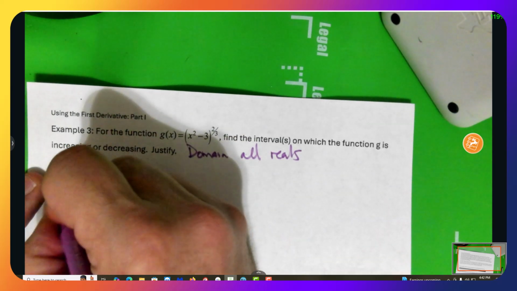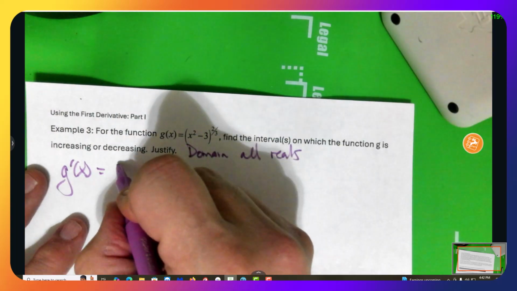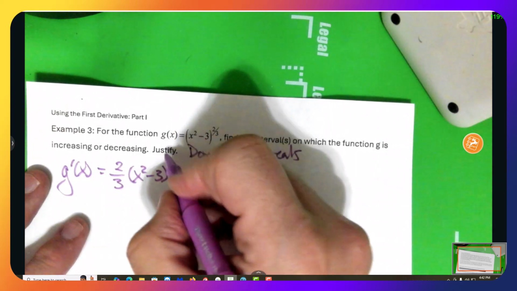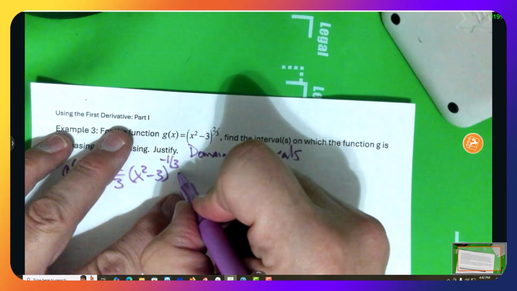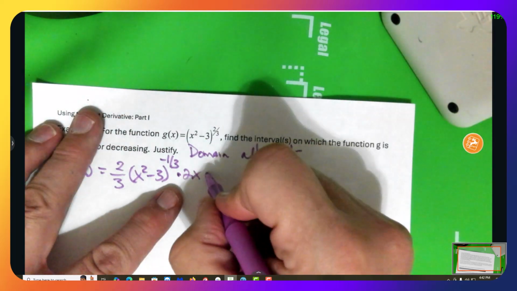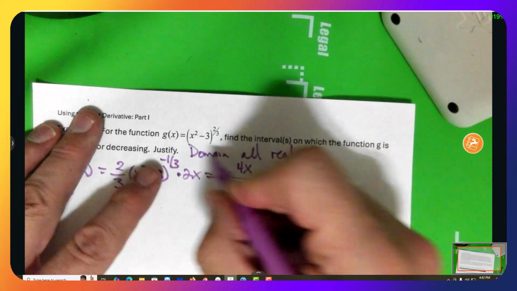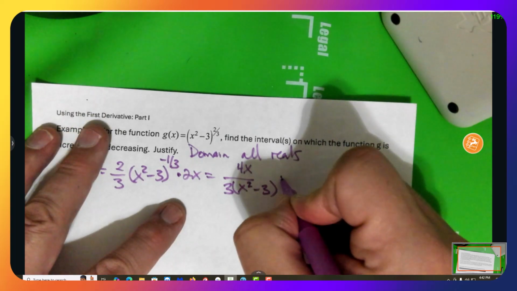Okay, so g prime of x is 2/3 times (x squared minus 3) to the minus 1/3. Now this is where students get into trouble. And then times 2x. So I'm going to clean this up: 2 and 2 is 4. Don't forget your x. Since this is a negative exponent, the factor goes to the denominator and it's the cube root.